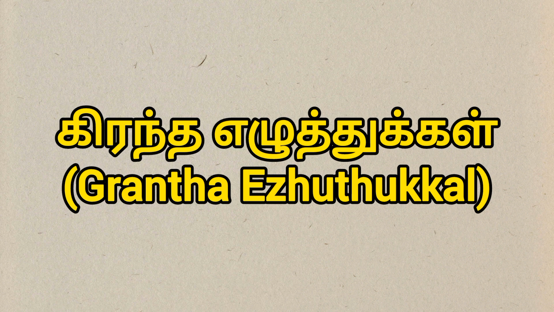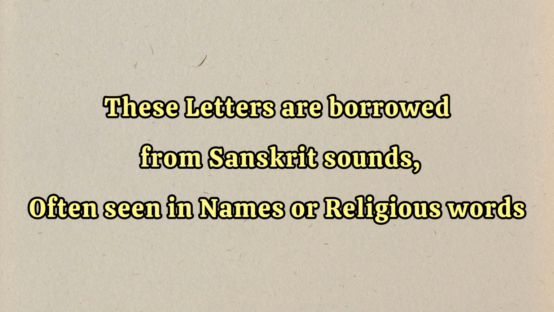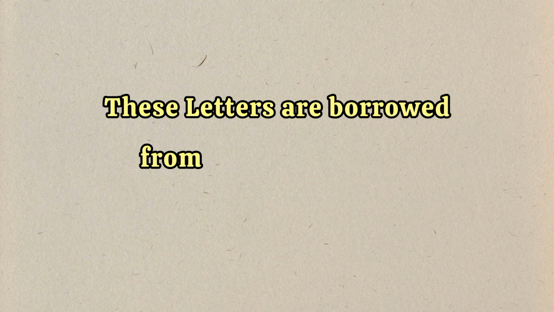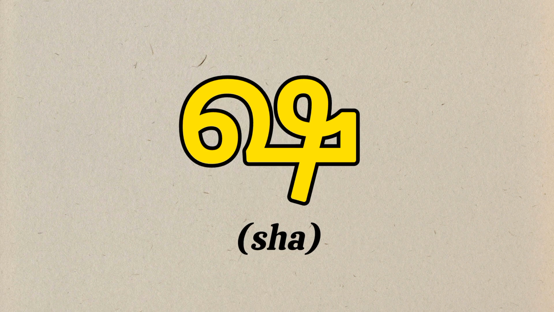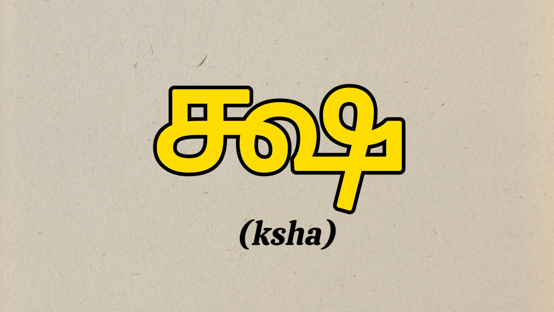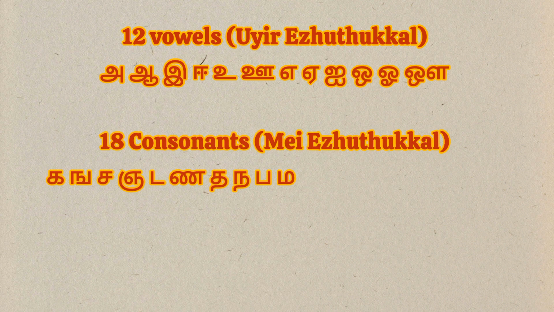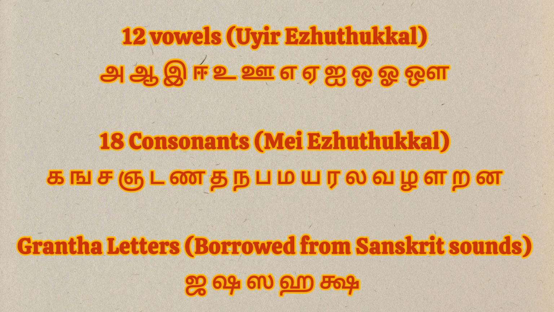Now let's look at the Grantha letters. These letters are borrowed from Sanskrit sounds and are often seen in names or some special religious words. Those are Ja, Sha, Sa, Ha, Ksha. So today we learned 12 vowels, 18 consonants and Grantha letters.